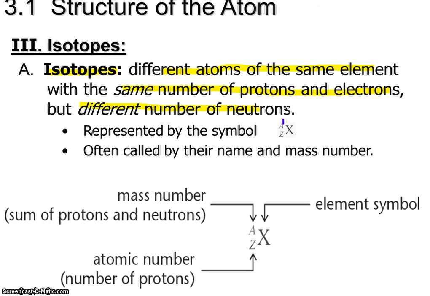So they are represented by this symbol where you have A over Z and X. And what it says down here is A is representing the mass number, which we know is protons plus neutrons. Z represents the atomic number, which is the number of protons. And the element symbol you would fill in there with the X. Oftentimes when you are writing about or naming an isotope, you don't call it necessarily by its numbers. You're going to call it by its name and its mass number.